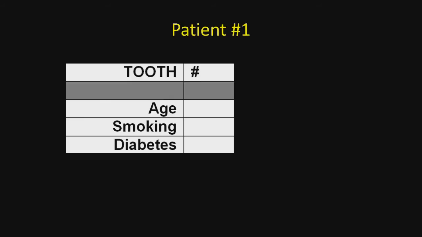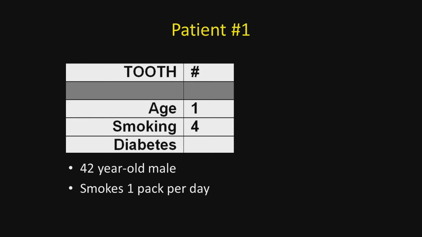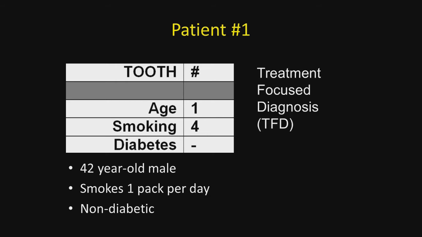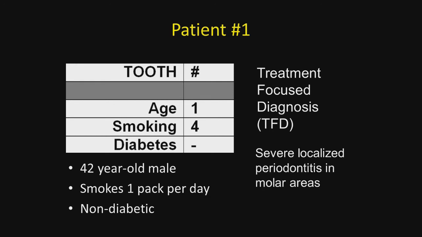Now let's look at patient 1, and this was very typical of the patients that I saw in practice. So this is a 42-year-old male, smoking a pack of cigarettes a day, who is not diabetic. So this patient scores a 5 before any of the dental findings. And this patient has a treatment-focused diagnosis, or a TFD, of severe localized periodontitis in the molar areas.